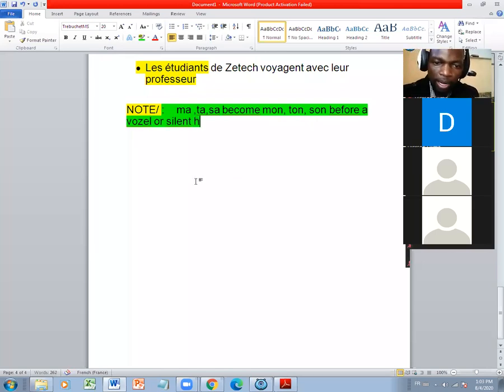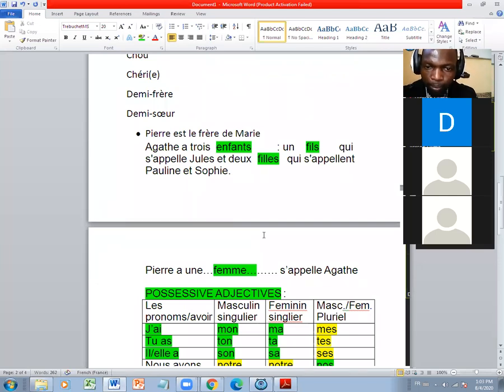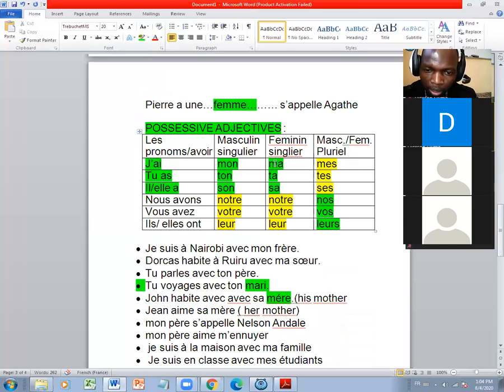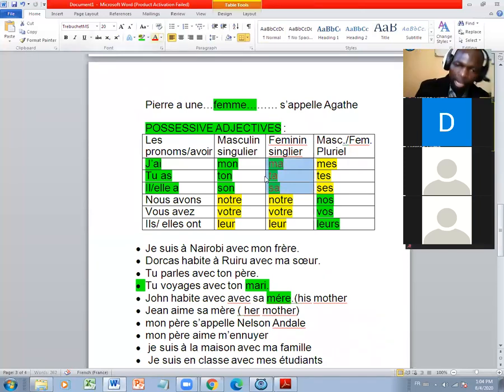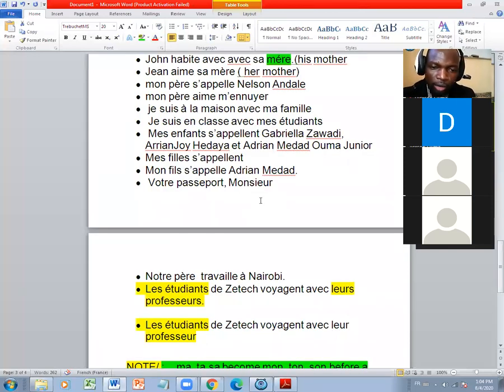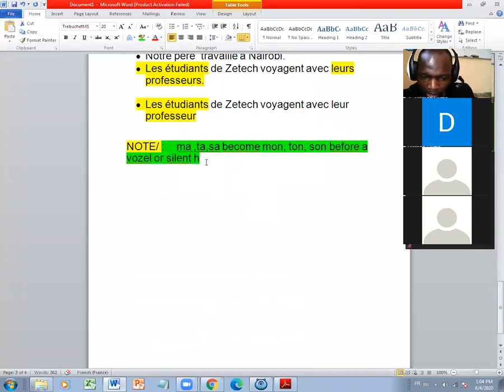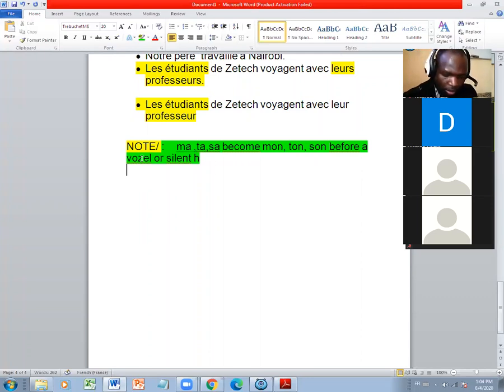Meaning that if the noun is even feminine and it's beginning with a vowel or silent H, please note that instead of using ma, we go the masculine way. So long as that noun is singular and beginning with a vowel or silent H, we always use mon, ton, son instead of ma, ta, sa, even if that noun is feminine. So again, that's something that I want you to note as far as the possessive adjectives are concerned. Any question there? Any question? Jean, Andale, and John? No.